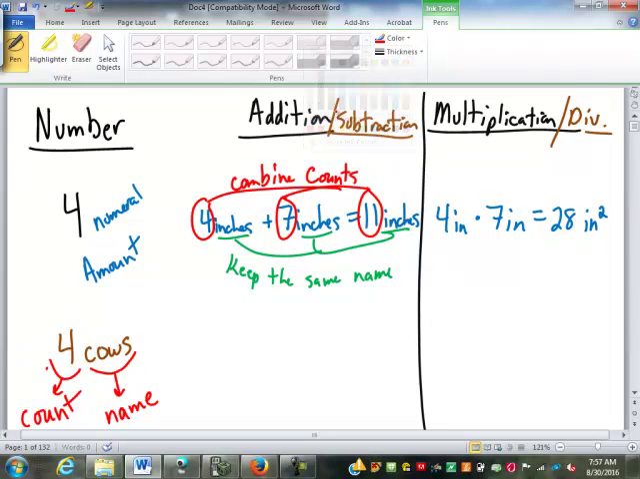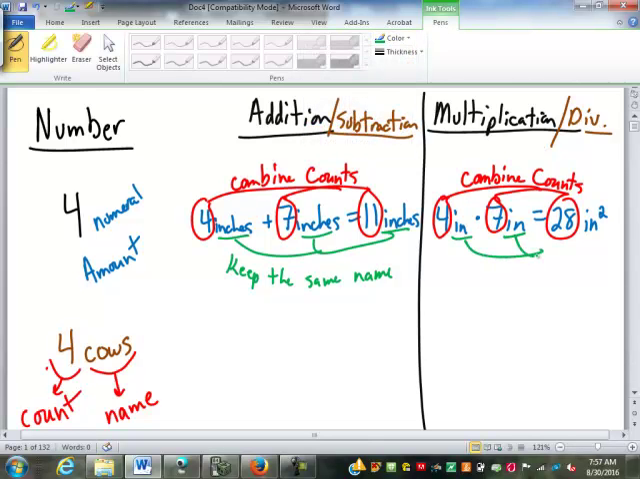So if we look at what happened there with our counts, we have the 4 and 7. They became 28. So we still combined them. This time we're multiplying, so we combined them with multiplication. So we still combine the counts. But the difference came here with the names. We had inches and inches, and it became inches squared. When we multiply, we also combine the names.